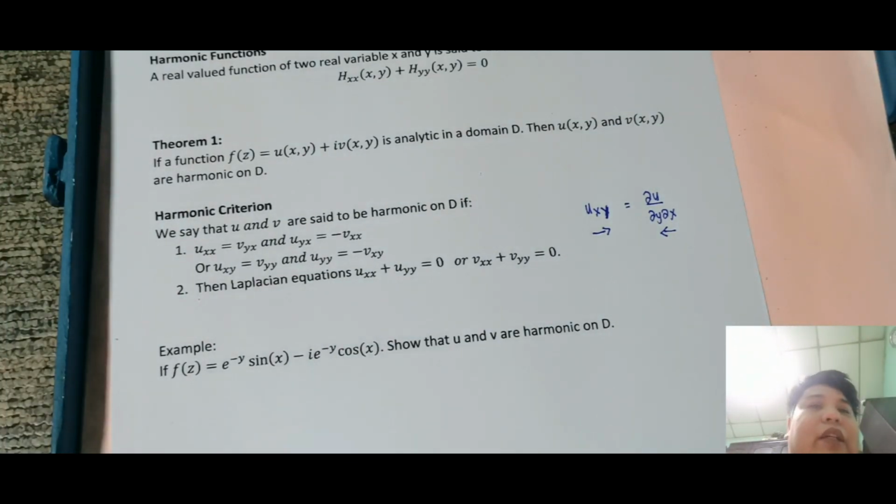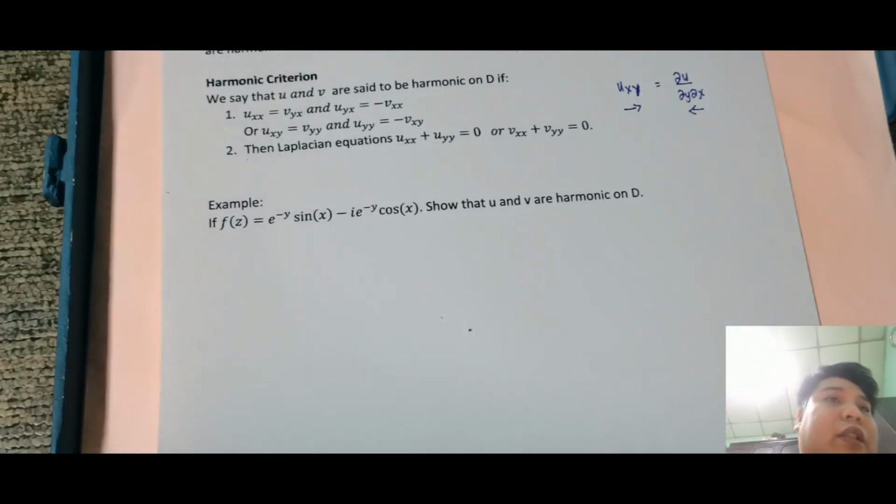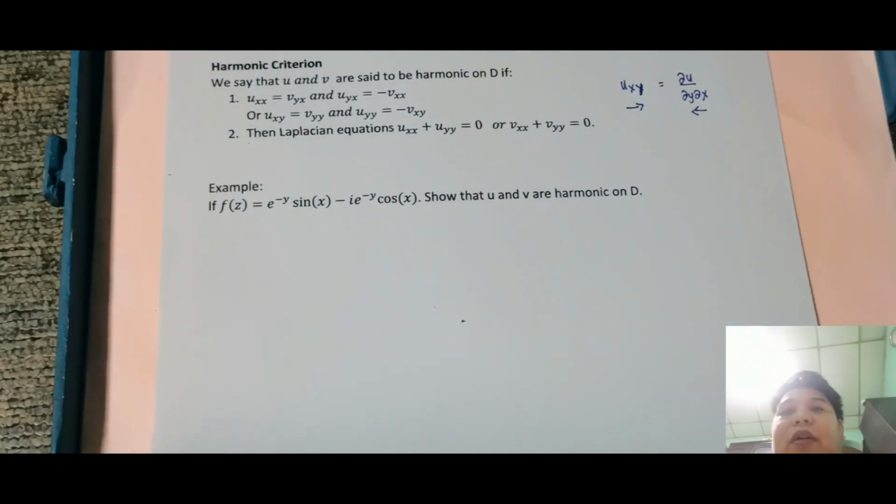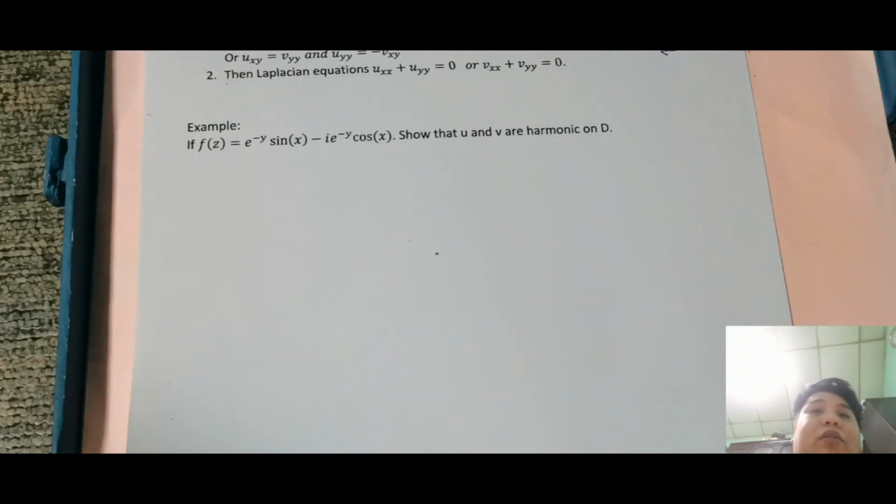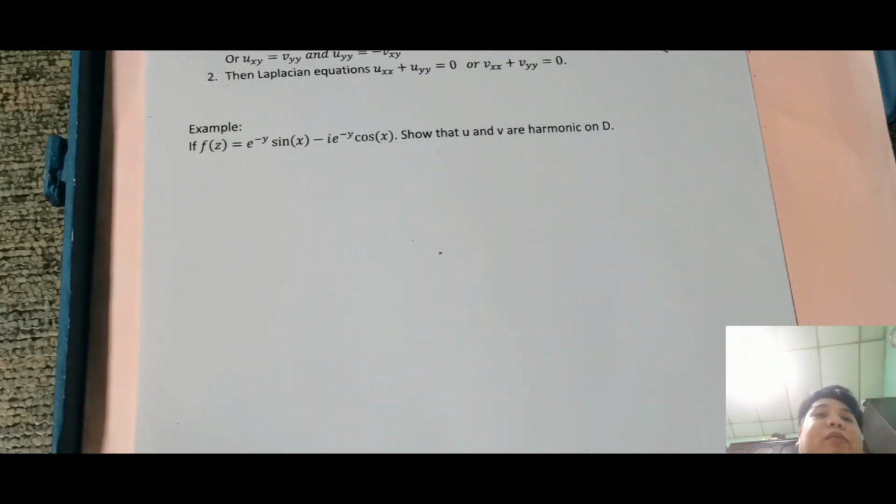Okay, so proceed nga tayo sa example para nga ma-verify natin kung talagang alam nyo yung paano natin magagamit tong harmonic criterion na to. Okay, so example, so if f of z is equal to e raised to negative y sin x plus i times e raised to negative y cosine x, so show that u and v are harmonic on D. So again, ano ulit ang gagawin? Unang gagawin, syempre, kukunin natin si u of x comma y sa v of x comma y, or i-identify natin.